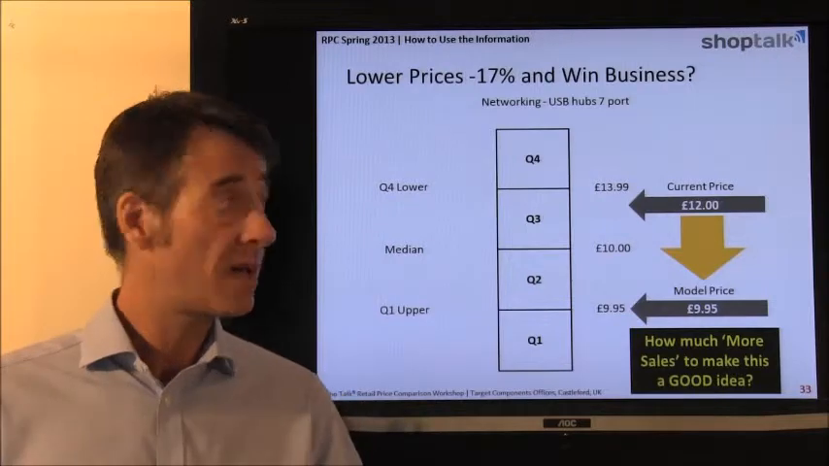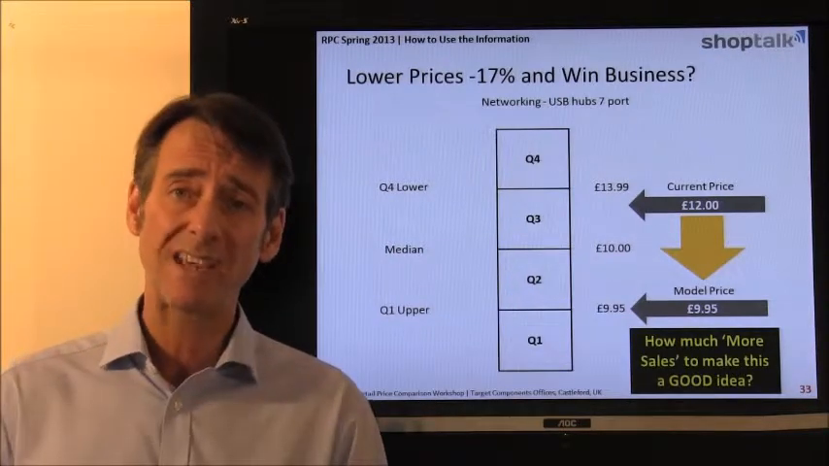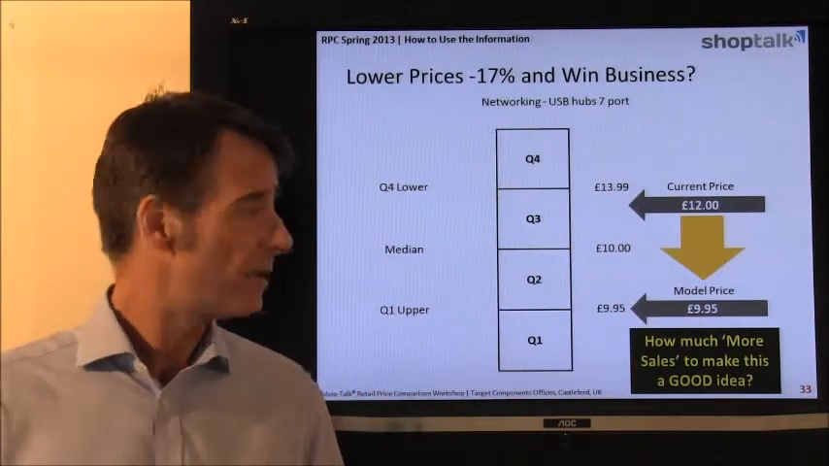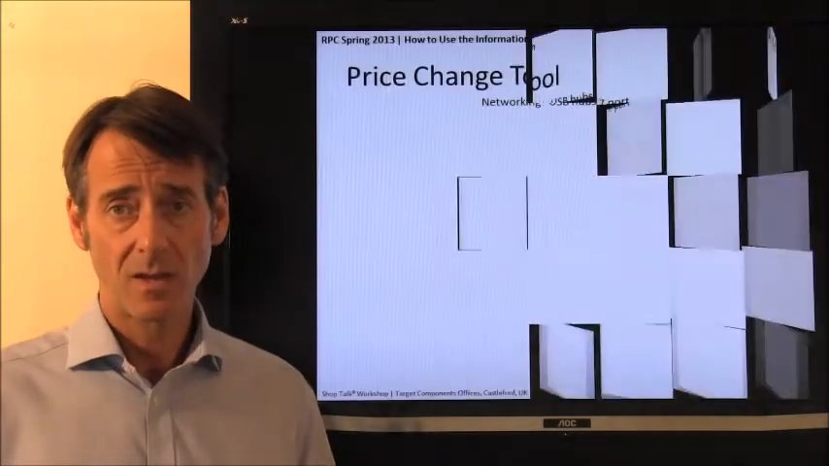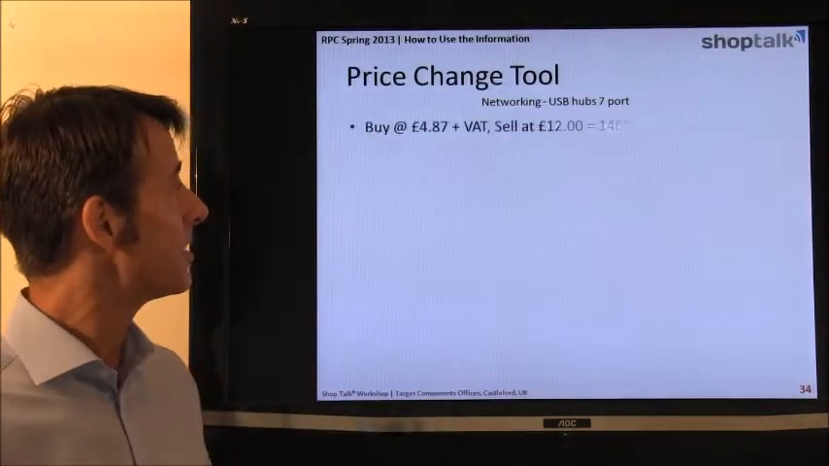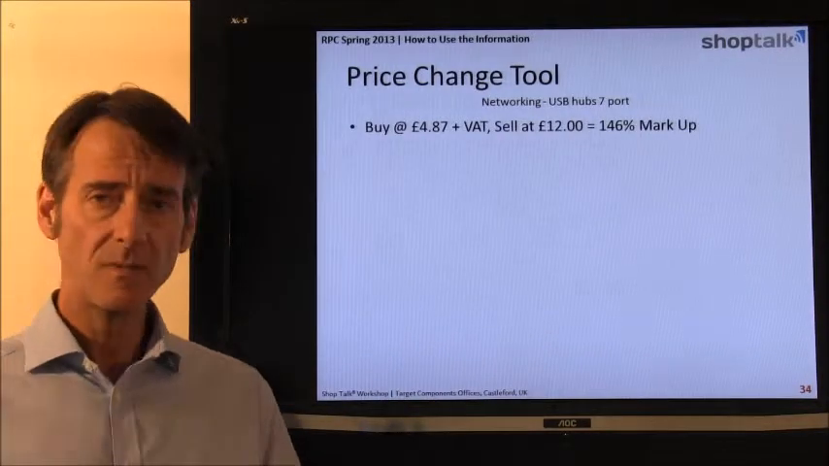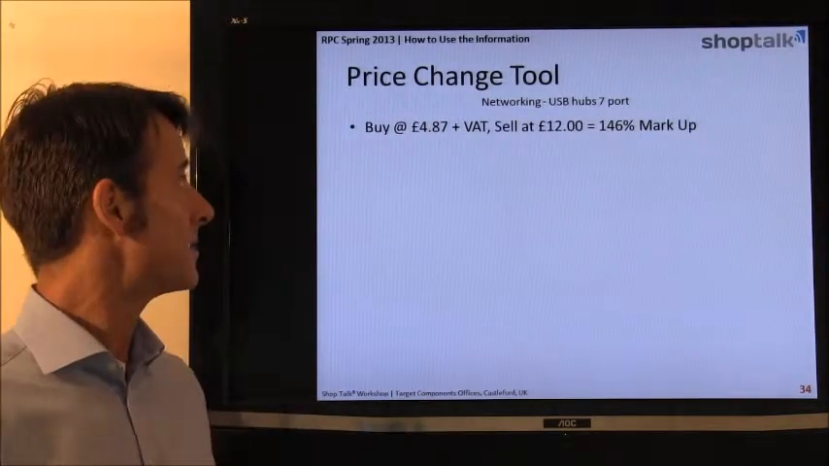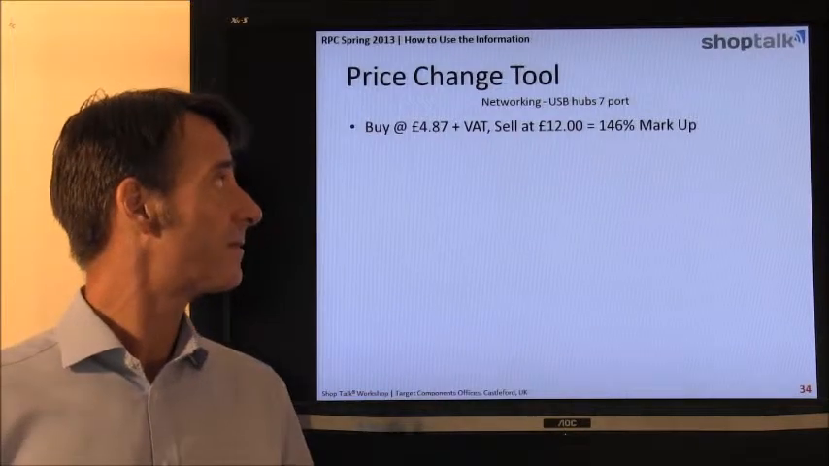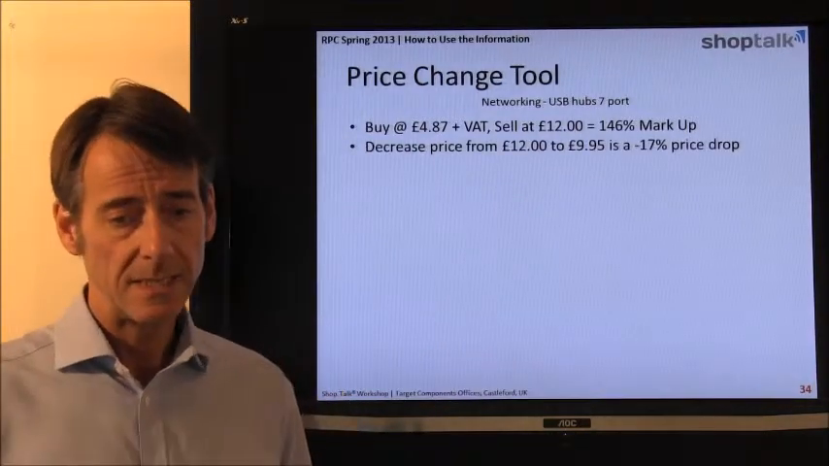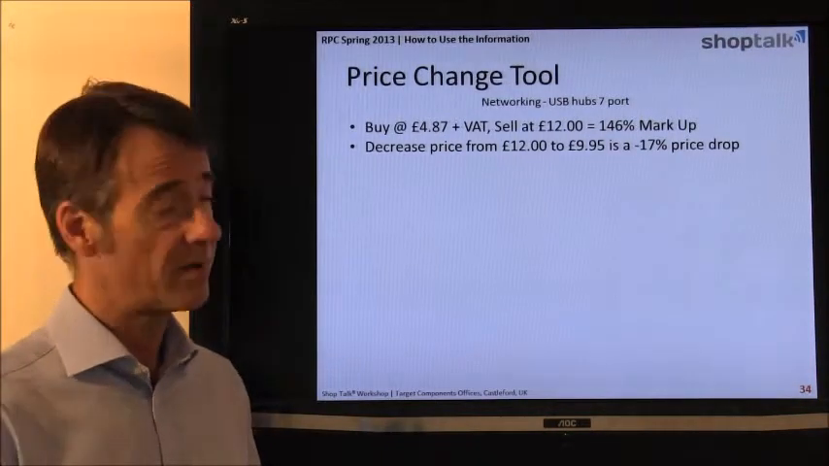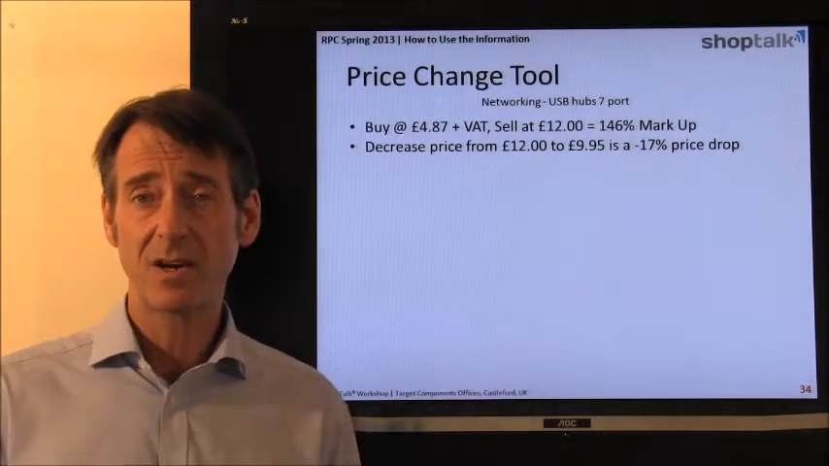Every unit that you sell, in this case, you're going to be making £2 less than you would have done before. So how much more business do you need to make this a good idea? Okay, we use our old friend, the price change tool. These items we sell at about £4.87 plus VAT. The customer here is selling them at 12, that's 146% markup. Decreasing price from 12 to £9.95 is a 17% price drop.